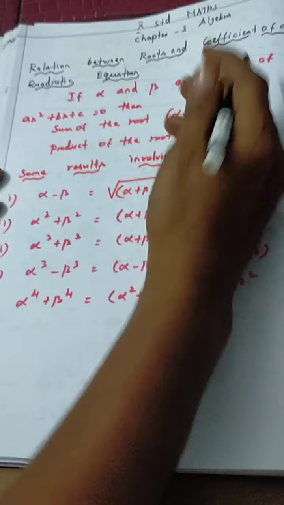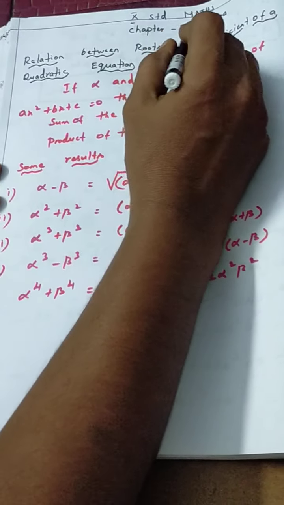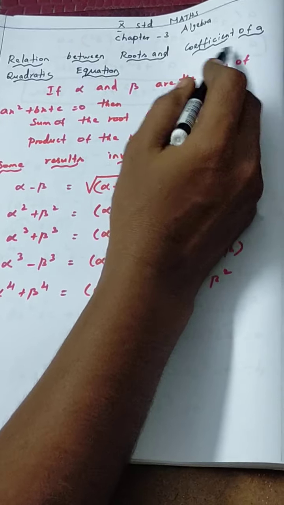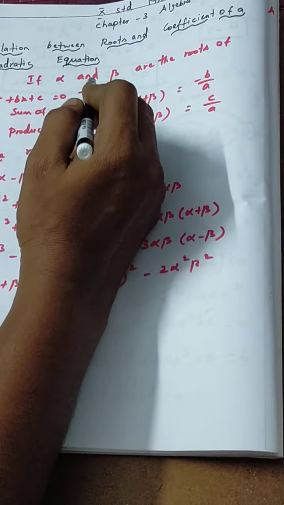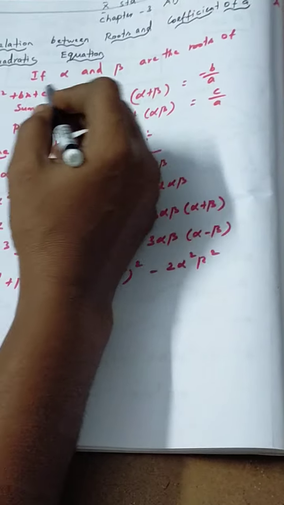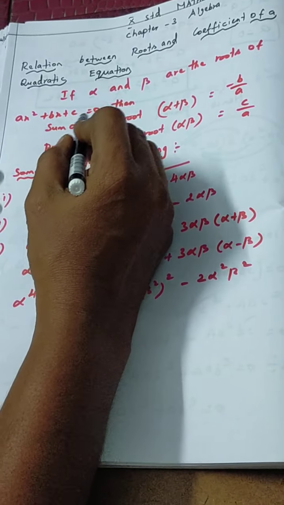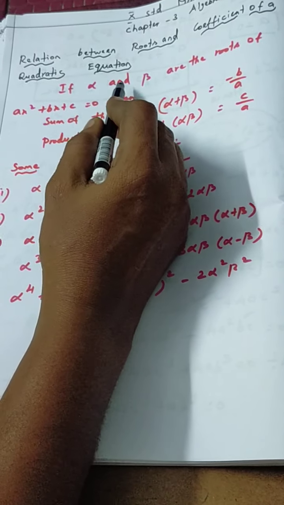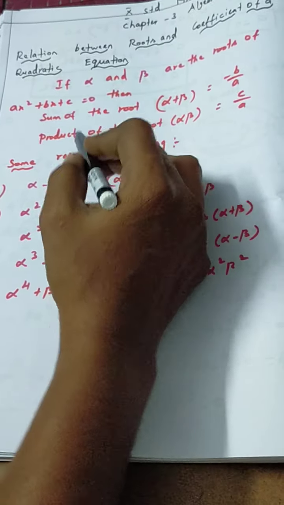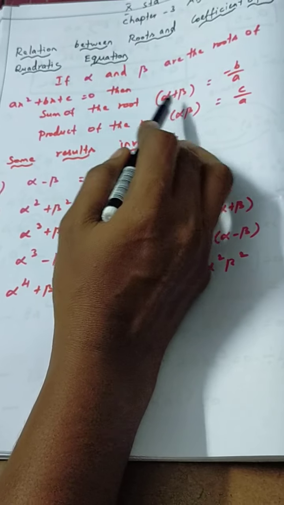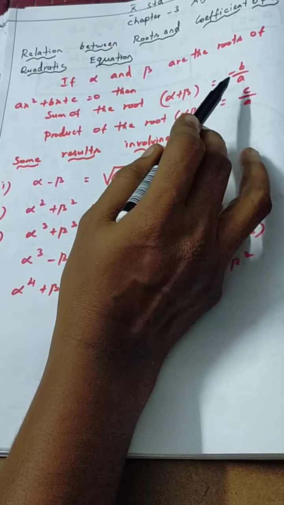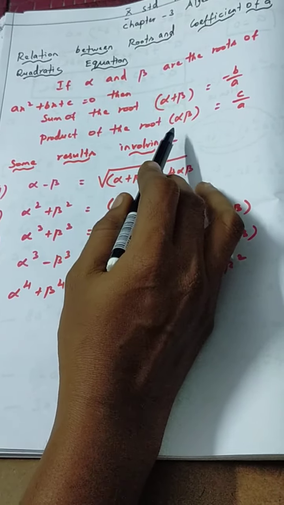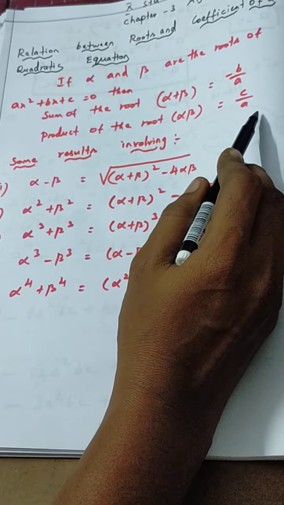Good morning students, 10th standard maths, chapter 3 is algebra, relation between roots and coefficients of a quadratic equation. For the quadratic equation ax squared plus bx plus c equal to 0, if alpha and beta are the roots, the sum of the roots alpha plus beta equals minus b by a, and the product of the roots alpha beta equals c by a.